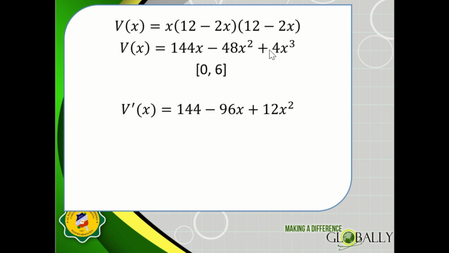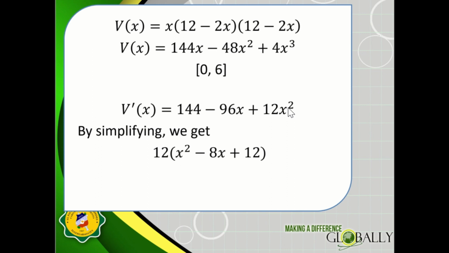Then the derivative of 4x cubed is 12x squared, because we transfer the 3 to the front. So 4 times 3 is 12, and we subtract 1 from the exponent. Therefore, it's 12x squared. By simplifying, we get 12 times (x squared minus 8x plus 12).